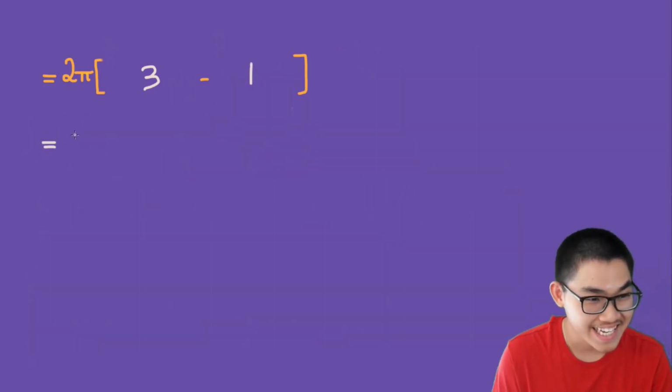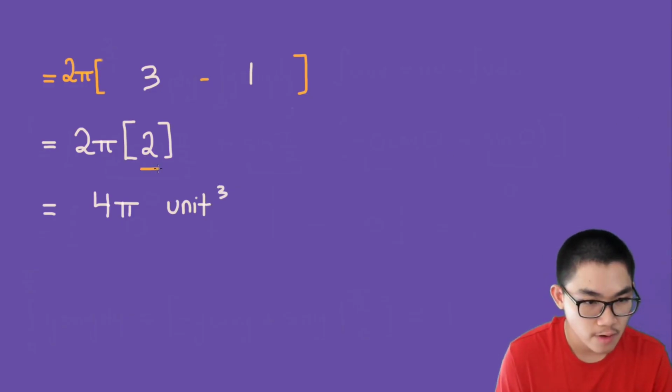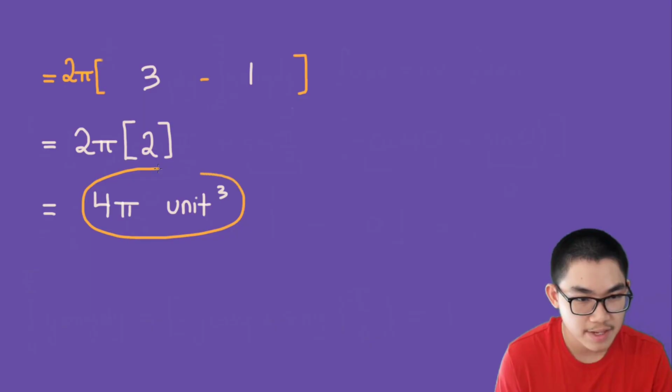So finally, we have 2 times pi, since 3 minus 1 is 2. So the final answer is just 4 times pi units to the power of 3. So this number right here is the volume of our three-dimensional object.